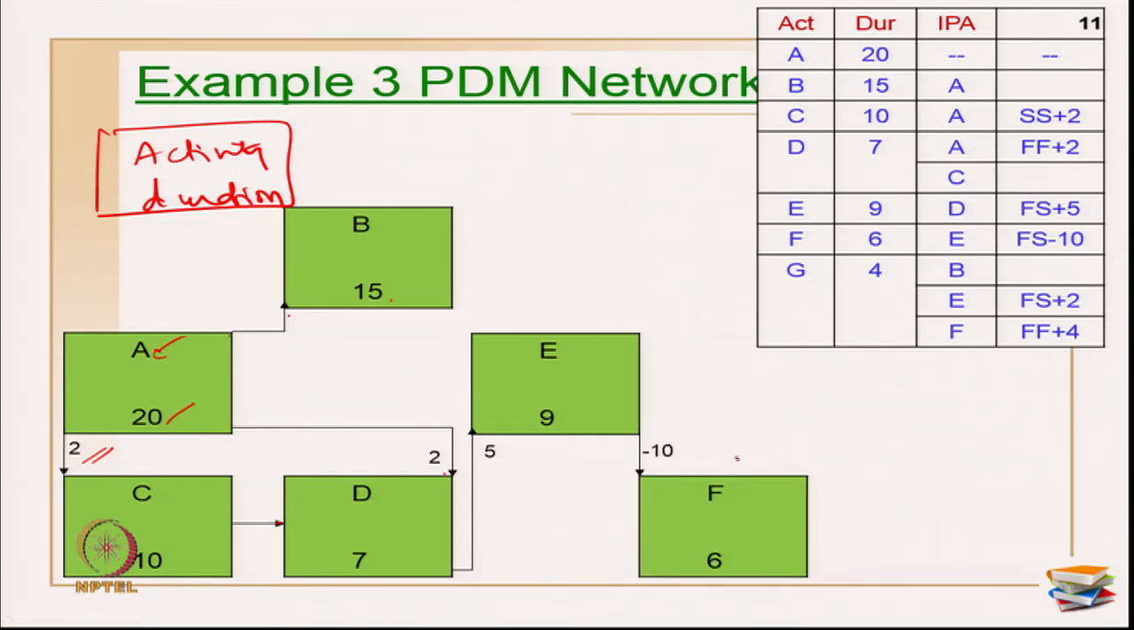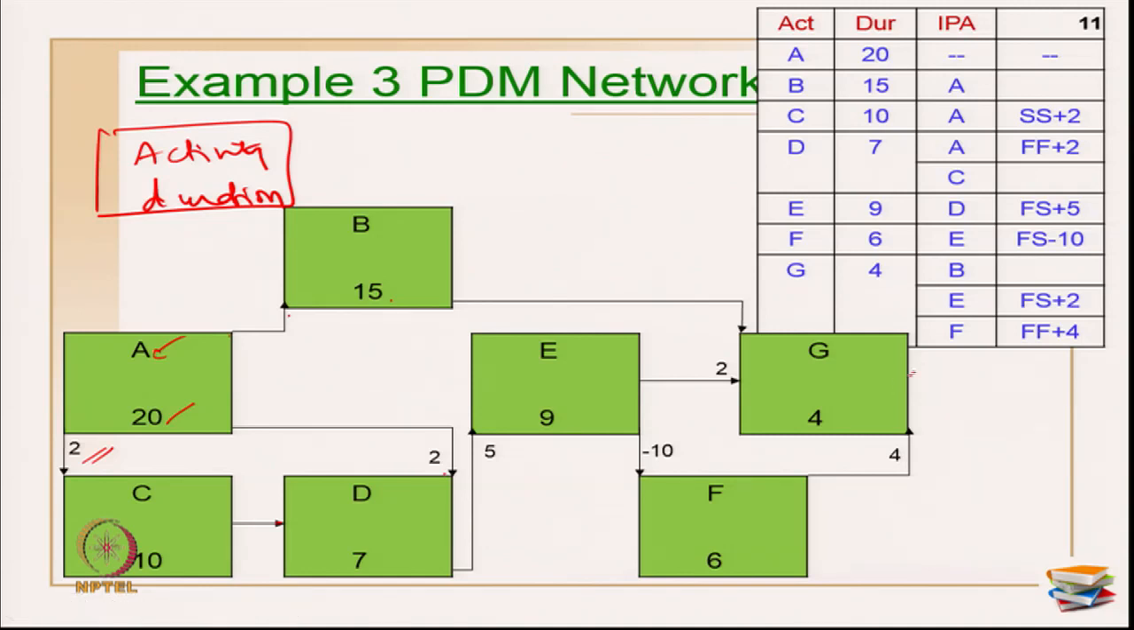Activity F is primarily finish-start with E, but with a lead of 10. Then I have activity G, default finish-start with B, then finish-start with E with a lag of 2, and finish with F with a lag of 4. So, this is how I have to represent my network.